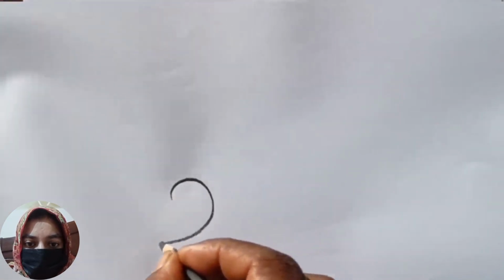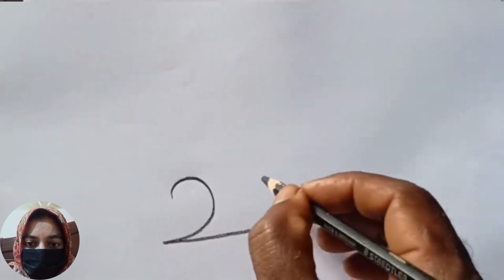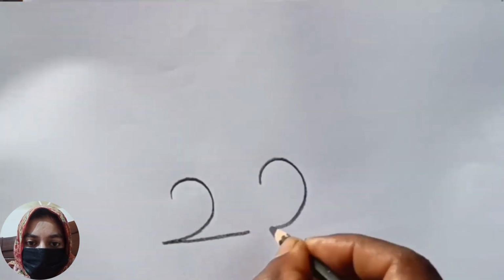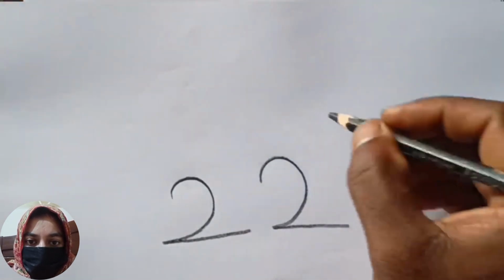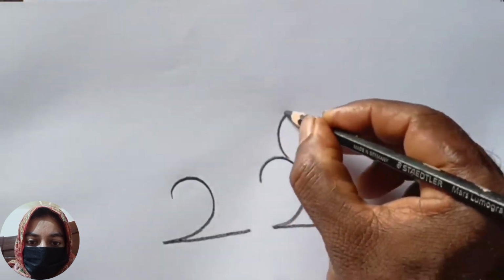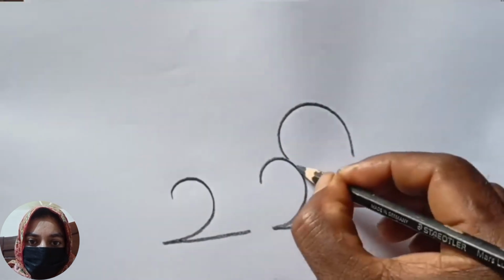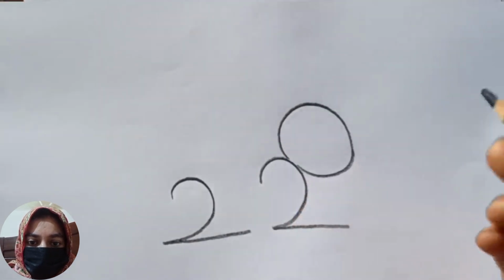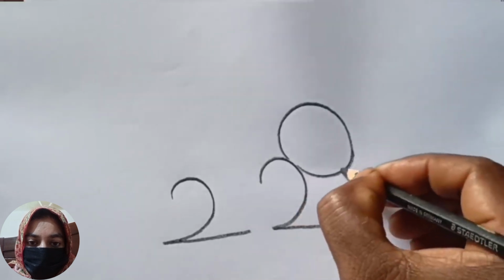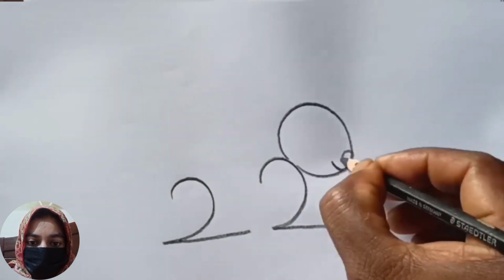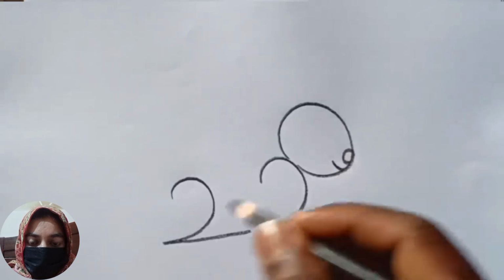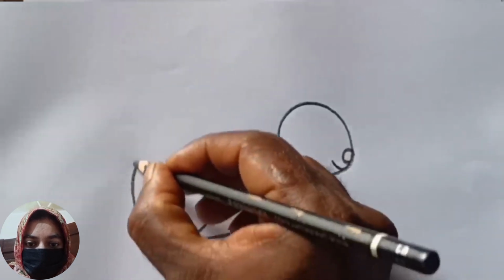Creating a drawing of a rabbit from the number 22 is a fun and creative activity. Here is a simple step-by-step guide. First, you draw the number 22. Start by writing the number clearly in the middle of your paper. Leave some space between two digits.